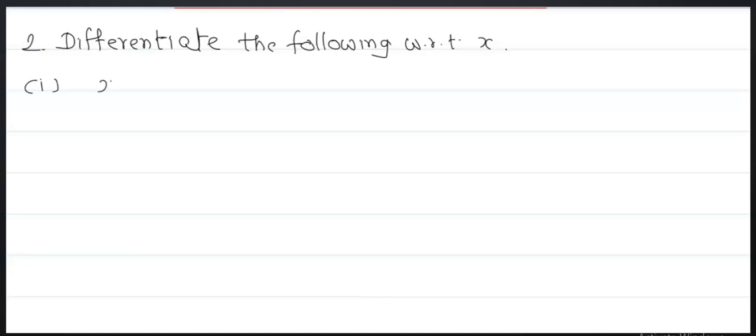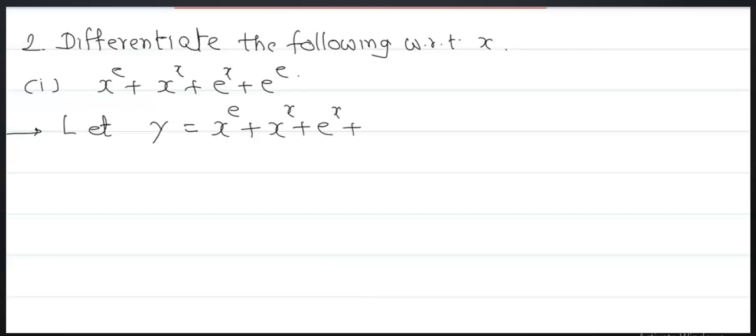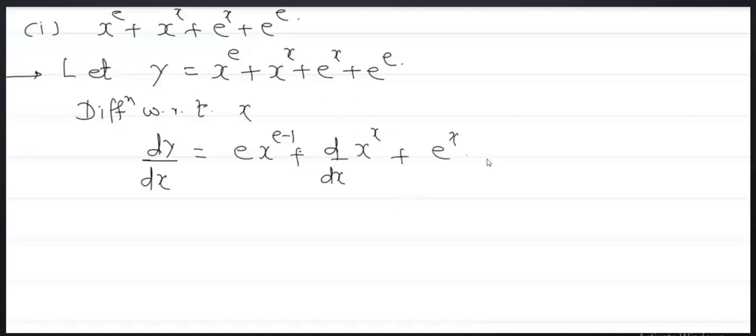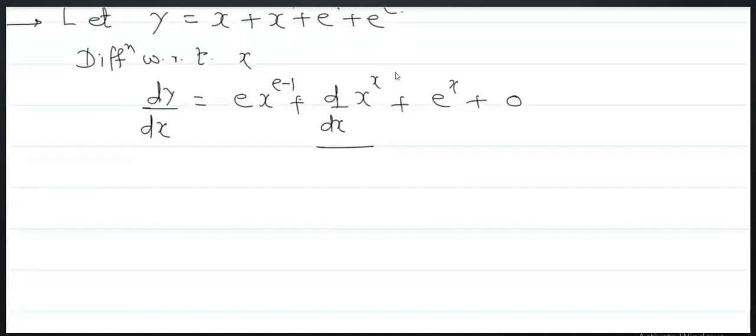Differentiate the following with respect to x: x raised to e plus x raised to x plus e raised to x plus e raised to e. Now here, one derivative, that is x raised to x, is important. By using log we can find its derivative. Otherwise all the differentiations are very easy. dy by dx is equal to e into x raised to e minus 1, plus d/dx of x raised to x. The derivative of e raised to x is e raised to x, and the derivative of e raised to e is 0. It is a constant.